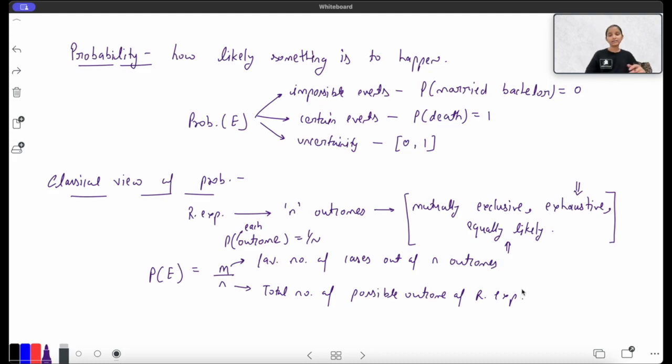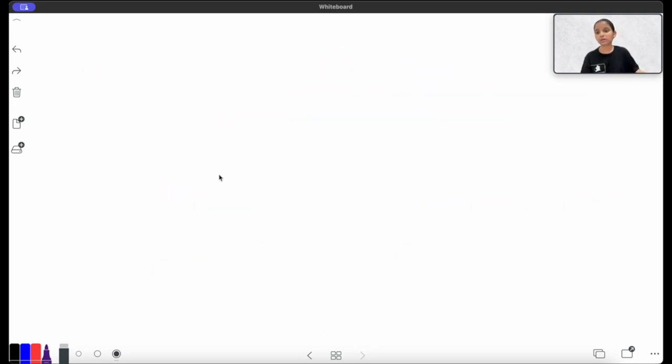Now in this classical view of probability, you can see that there are some specific conditions that need to be satisfied, and the conditions are that the outcomes have to be mutually exclusive, exhaustive, and equally likely. So it has its own limitations, and we can see them in the definition. The first limitation: it's not always possible that I'm having n outcomes and they are all equally likely. There are many cases where the outcomes are not equally likely.